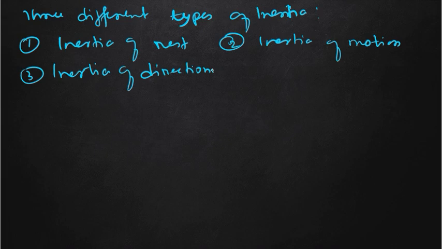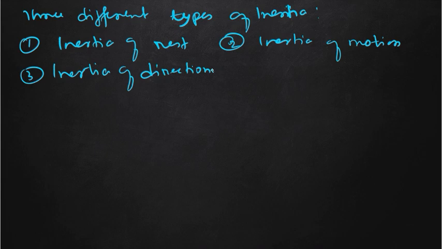So what is inertia of rest? It is the tendency of a body to continue in its state of rest. That means if a body is at rest, it tries to remain in its position of rest even when some external unbalanced force is applied on it. That is known as inertia of rest.